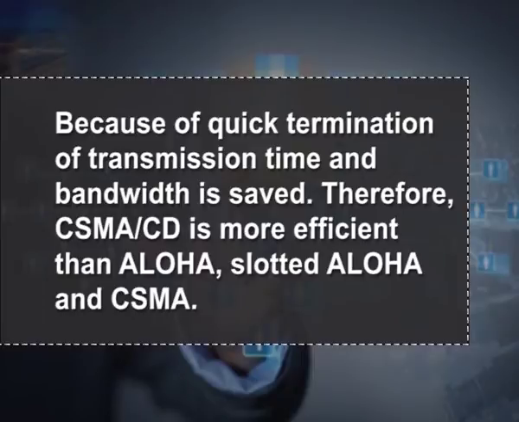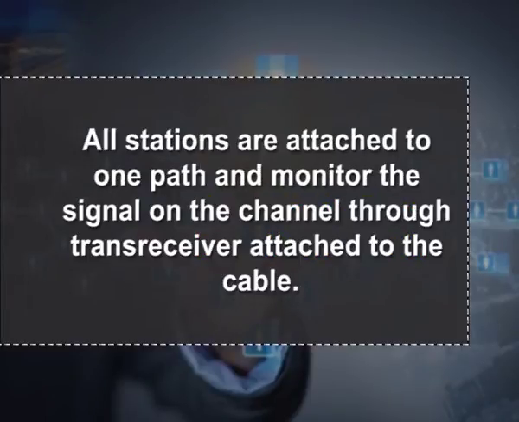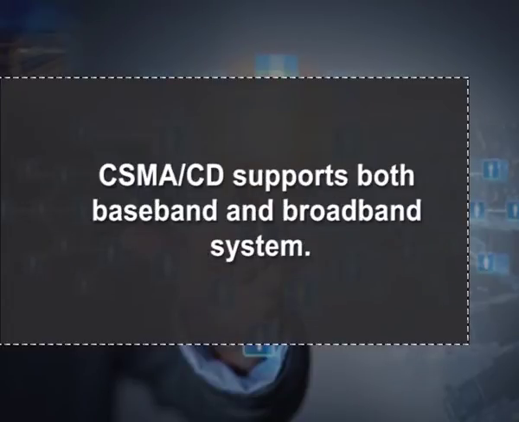Because of quick termination of transmission, time and bandwidth are saved. Therefore, CSMA-CD is more efficient than Aloha, slotted Aloha and CSMA. CSMA-CD networks work best on bus, multipoint topology with bursty asynchronous transmission. All stations are attached to one path and monitor the signal on the channel through a transceiver attached to the cable. CSMA-CD has totally decentralized control and is based on contention access. CSMA-CD supports both baseband and broadband systems.